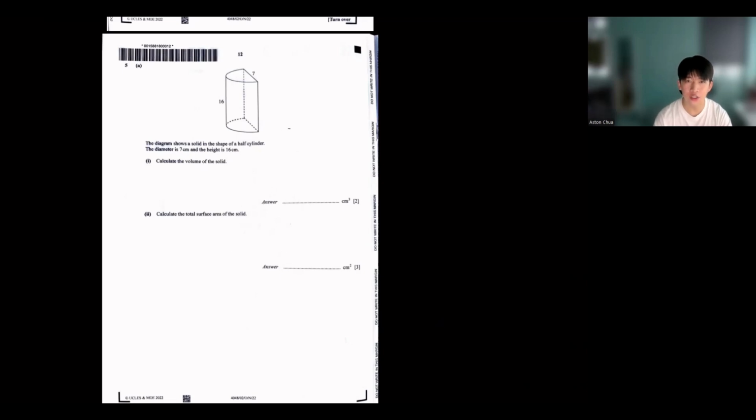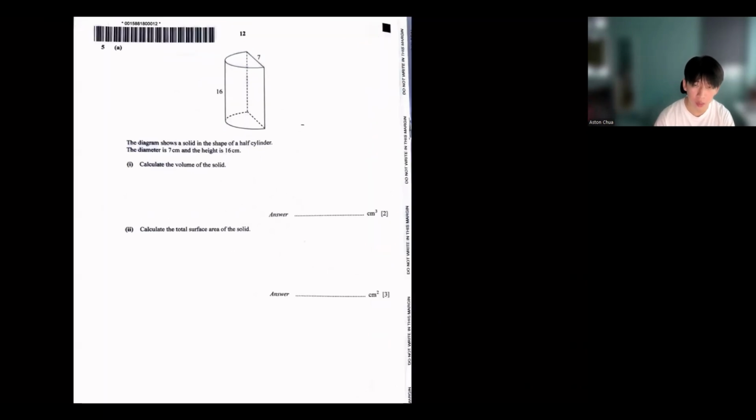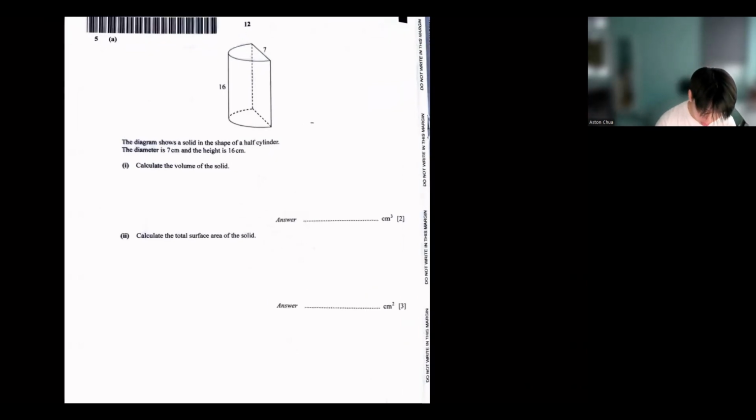Okay, now let's solve question 5. So in question 5, we are given a diagram that shows a solid that is in the shape of half a cylinder. And they give us the diameter of 7 cm and the height of 16 cm. So we are expected to find the volume of the solid.